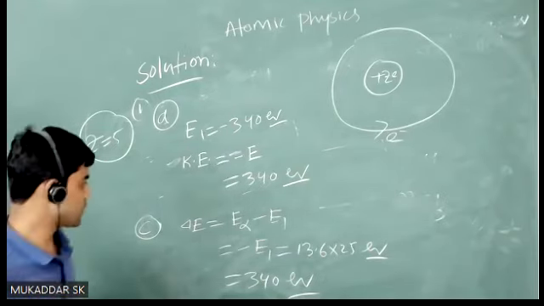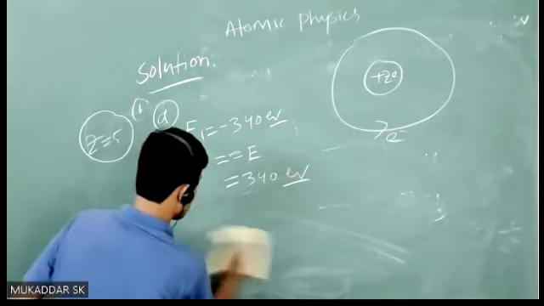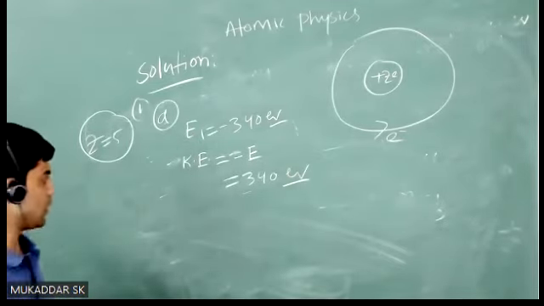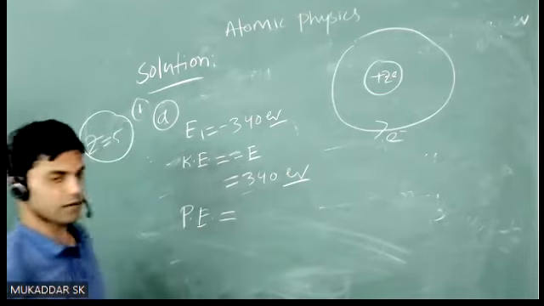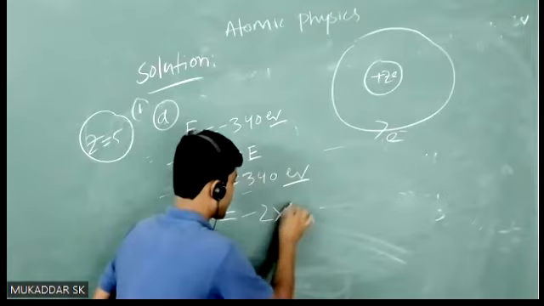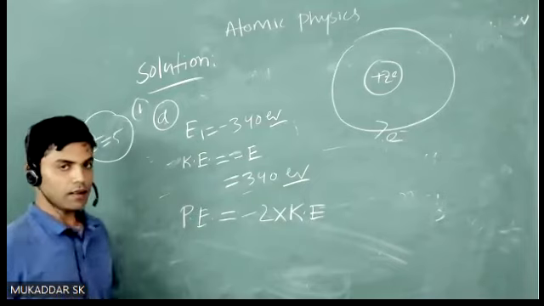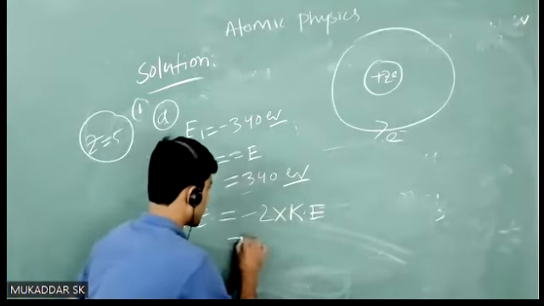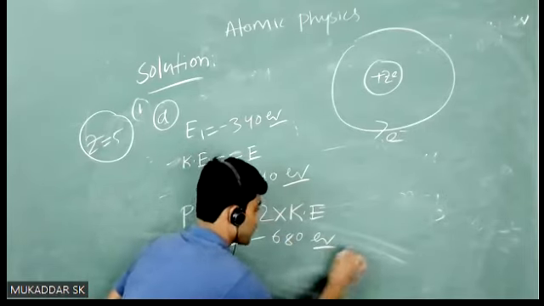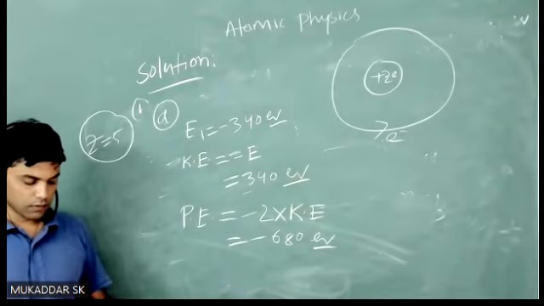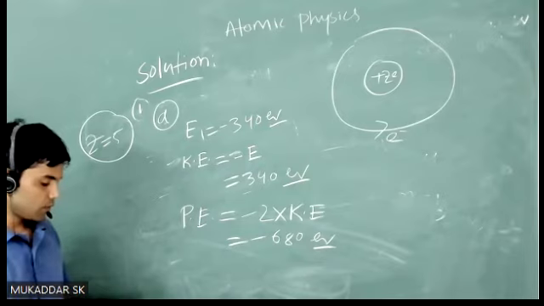What about potential energy of ground state? If you remember this formula again, potential energy of any state is nothing but minus twice of kinetic energy of that state. Do you remember this formula? Now if you substitute this kinetic energy, definitely you will get minus 680 electron volt, right? Okay. Now, C part, it is plus 340, right?